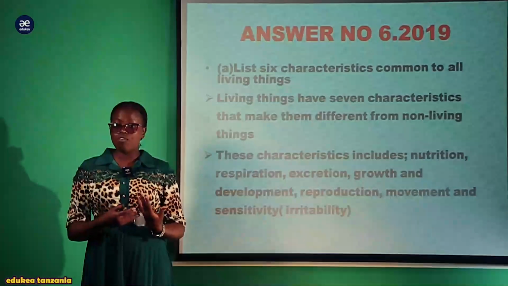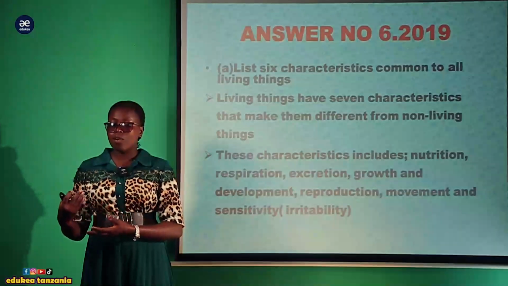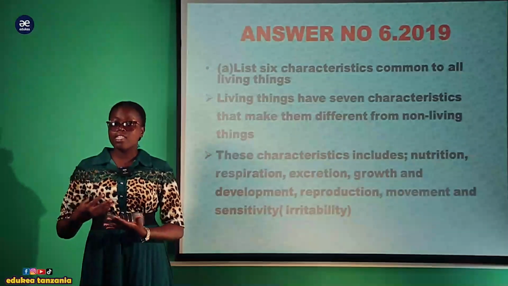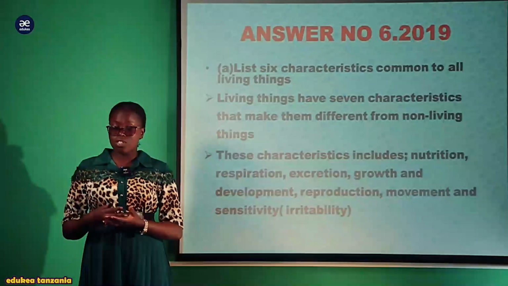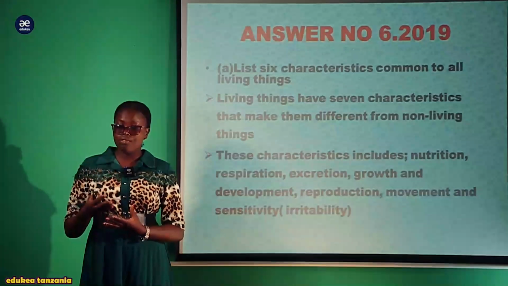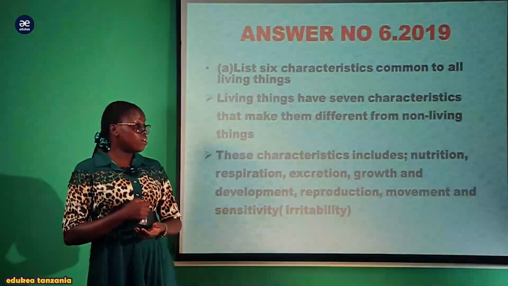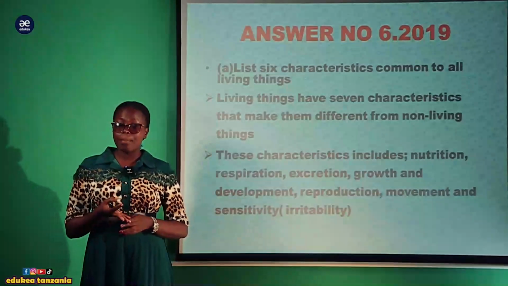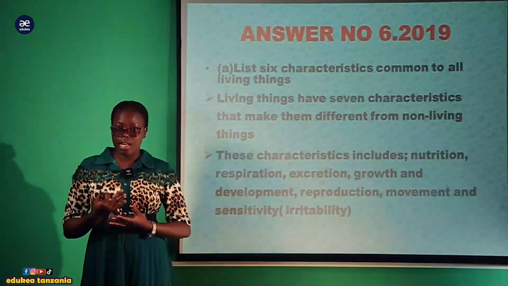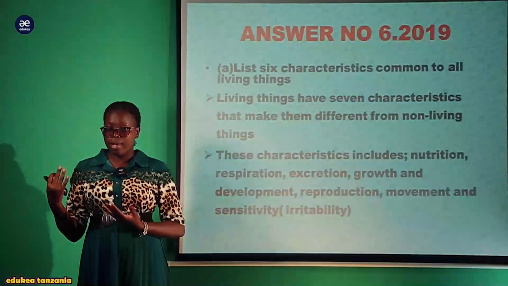Wote wana uhai. Kwa viumbe hai ni wale viumbe ambao wana uhai. Meaning that, ili waweze kuwa hai, lazima wawe na cell. So this is a basic structure, a basic unit of life. So all living organisms are made up of cells. So once we talk about the living things, hizi ni sifa za viumbe hai, either plant or animal wanakuwa nazo. Hizi hapa ni sifa ambazo zipo common kwa viumbe hai wote.